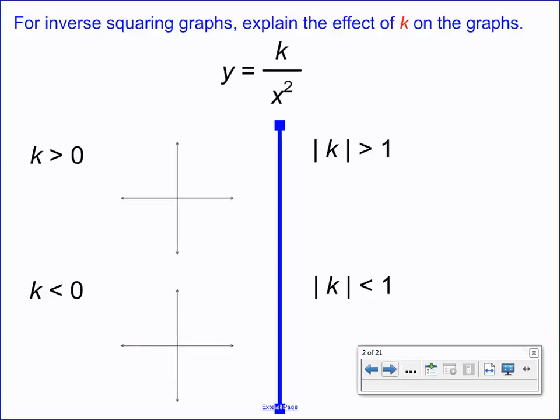For inverse squaring graphs, that was our Atari symbol. So positive k value was up, up. Positive k value was up, up.